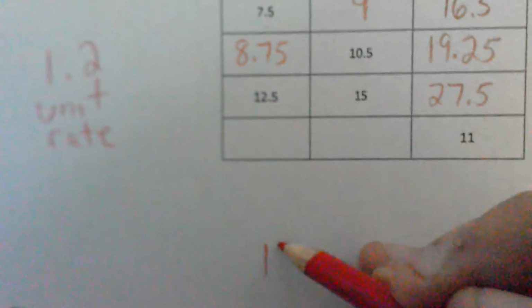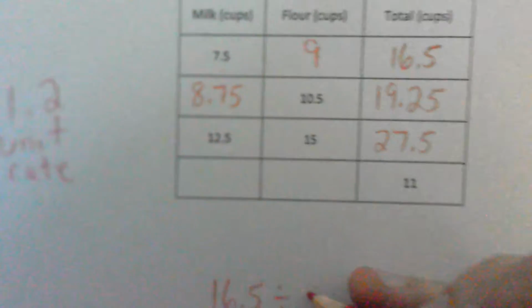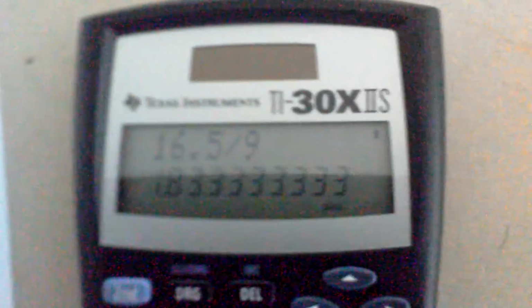So here what I'm going to do is divide 16.5 by 9. So 16.5 divided by 9 gives me, oh my goodness, this awful looking decimal right here.